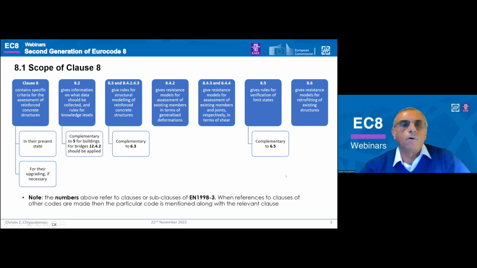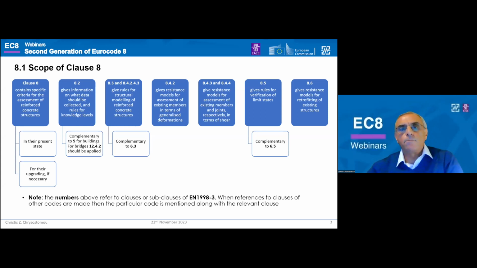Now the scope of clause 8. Clause 8 contains specific criteria for the assessment of reinforced concrete structures in their present state, or for their upgrading if necessary. 8.2 gives information on what data should be collected and rules for knowledge levels, complementary to clause 5 for buildings, and for bridges, one has to use 12.42. 8.3 and 8.4243 give rules for structural modeling of reinforced concrete structures, complementary to those of 6.3.